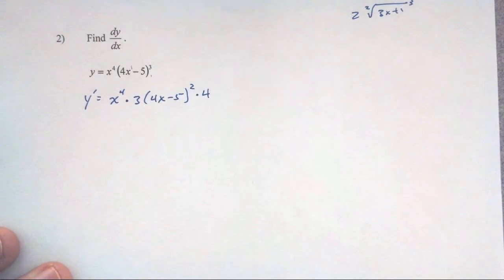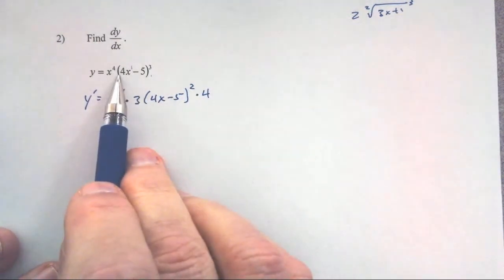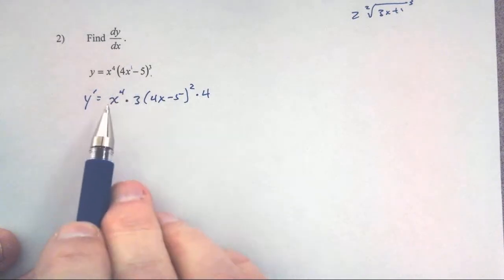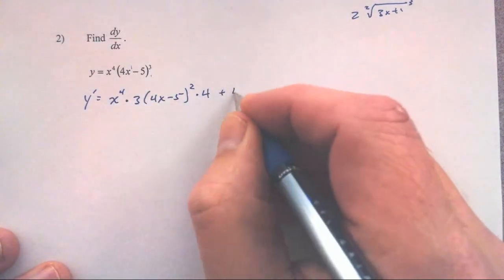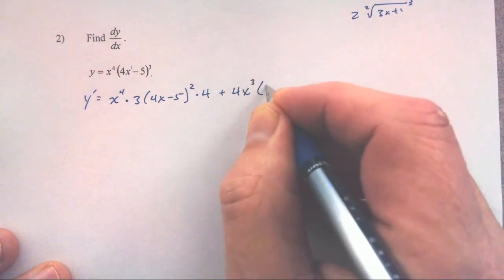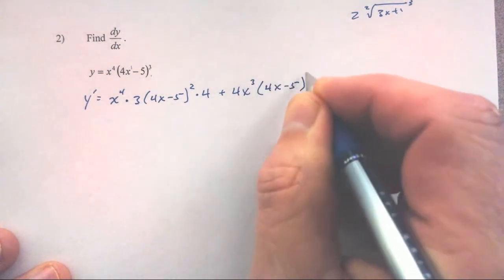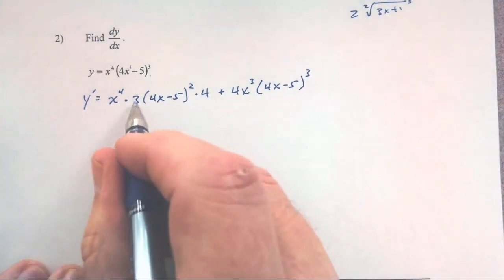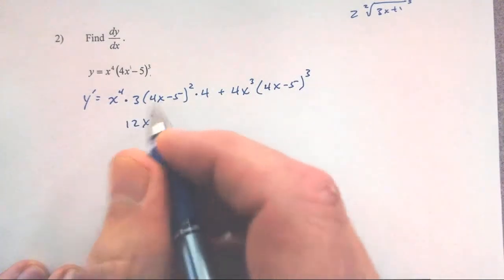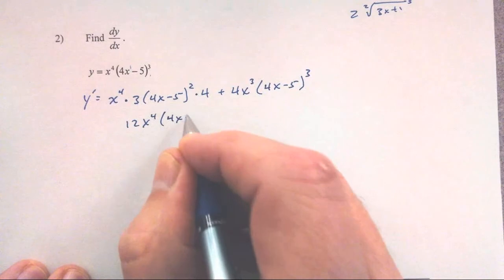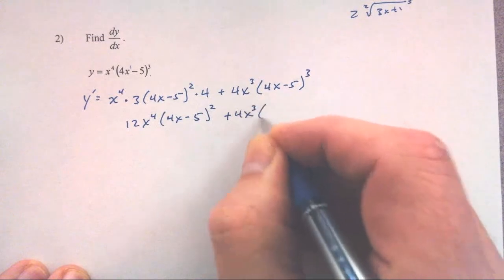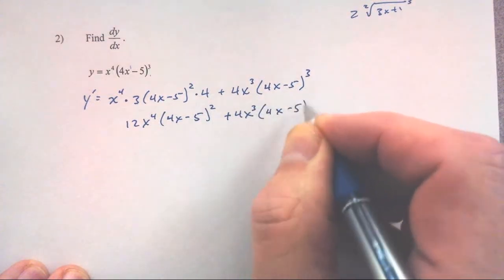I would not give full credit for that. In fact, that's only the beginning of the product rule. But if you have constants as factors, those things should be presented in the front. Let's finish this. First times derivative of second plus derivative of first, 4x cubed times just plain second, 4x minus 5 cubed. So we end up here with, let's see if anything good happens. I get a 12x to the 4th times 4x minus 5 squared plus 4x cubed times 4x minus 5 cubed.